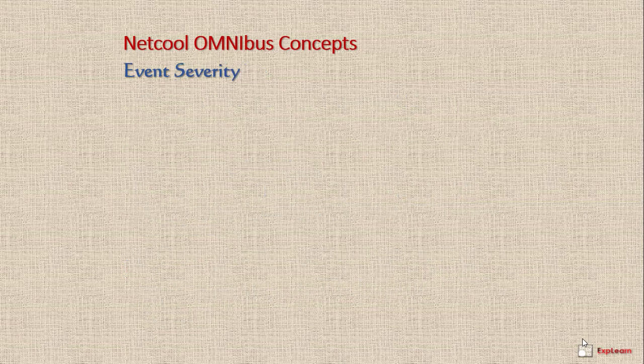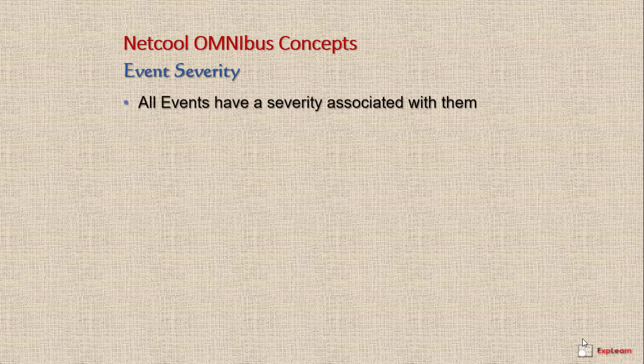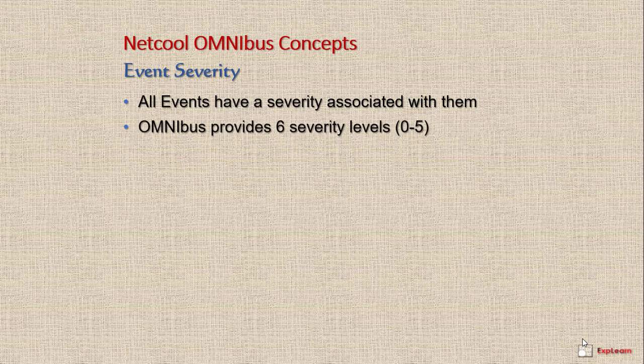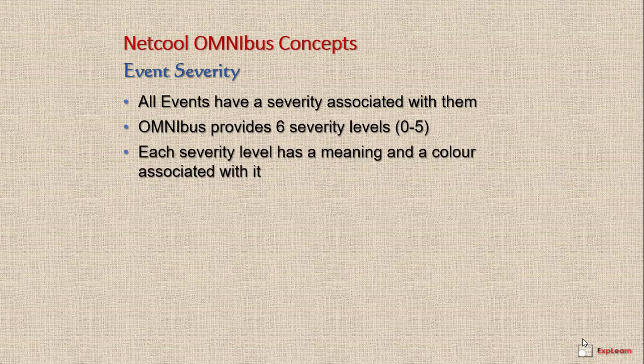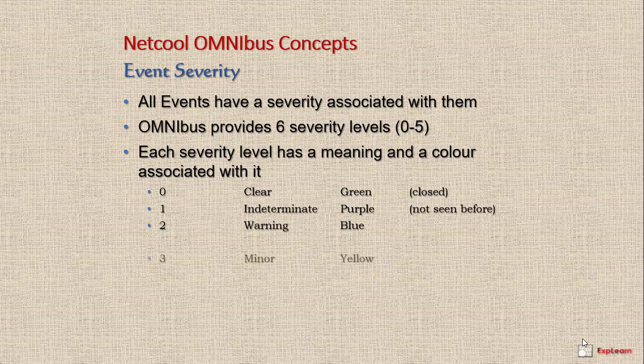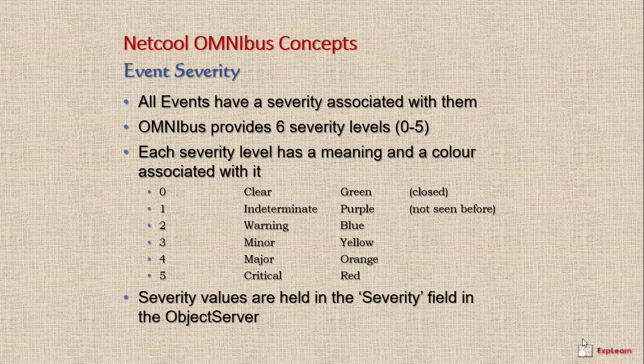Another important Netcool Omnibus concept is event severity. Each event has an associated severity. Omnibus provides 6 severity levels. Each severity level has a meaning and a color associated with it. Following are the severity levels, colors, and their meanings. The lowest level is 0 or clear. The highest level is 5 or critical. Severity values are held in the severity field of the event in the object server.